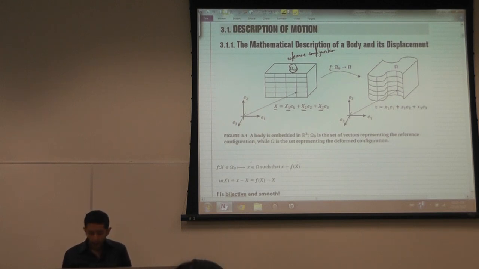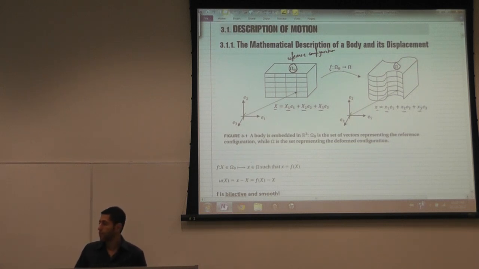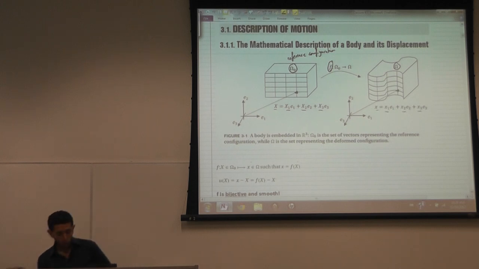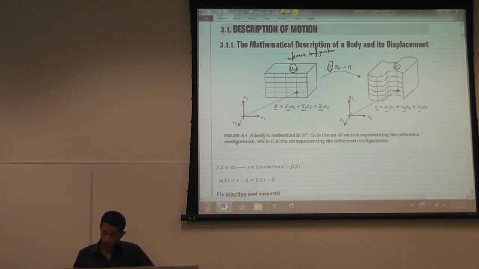And I would like to find how this object changes and attains a new configuration called omega. In the new configuration, the vector representing the same points is called small x, which has three components, x1, x2, and x3. The objective of any analysis is to find this mapping function F. This mapping function F tells me, if this is your point before movement, before applying any loads or any boundary conditions, this is the point after application of load and boundary conditions. And this F, in most applications, is a bijective function. What does bijective function mean? We'll talk about this in a sec. It's bijective and smooth.